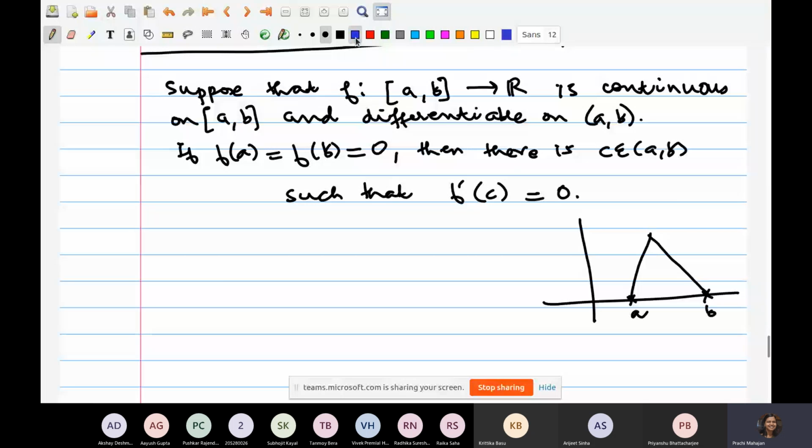So in this picture, here is the point c. The slope of the tangent line to the graph of f. Now what is it saying? Saying it one more time, there is a point on the graph y equals f(x) whose tangent line is parallel to the line segment joining the endpoints of the curve, right?